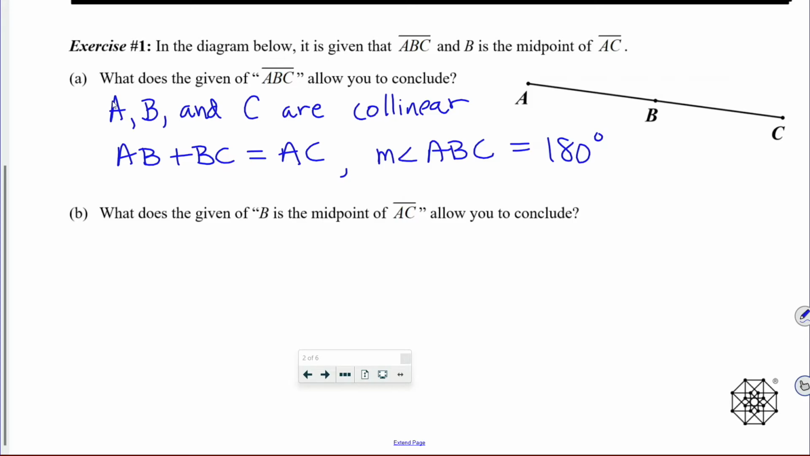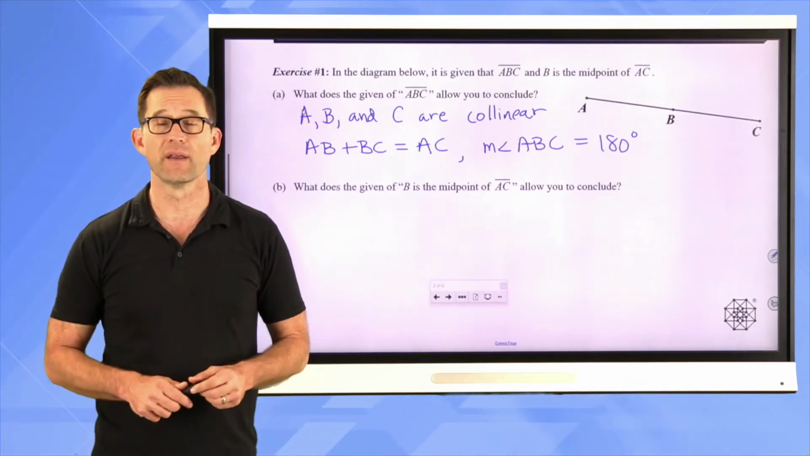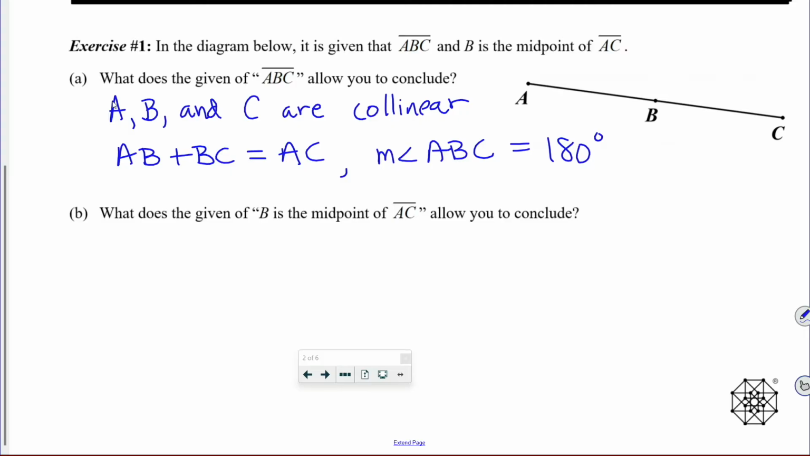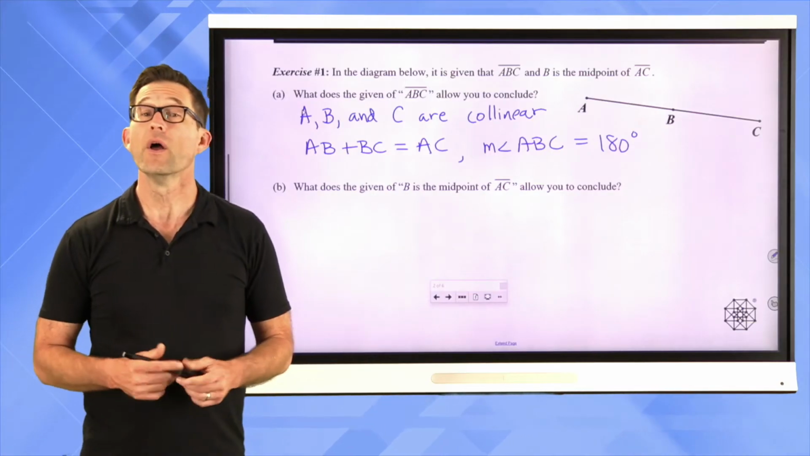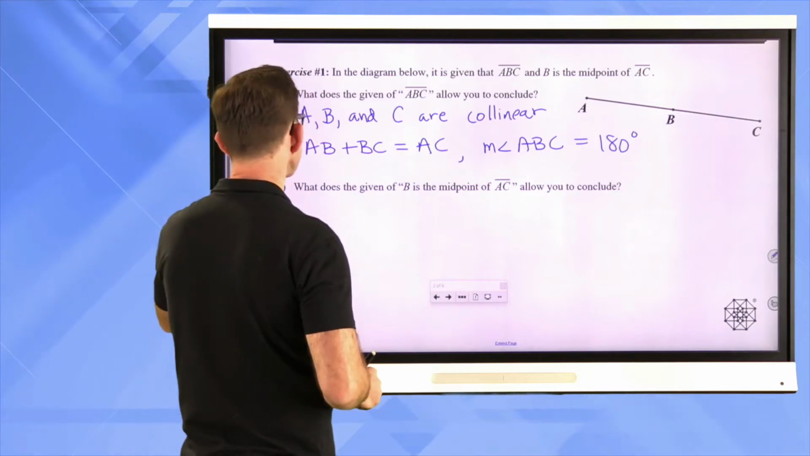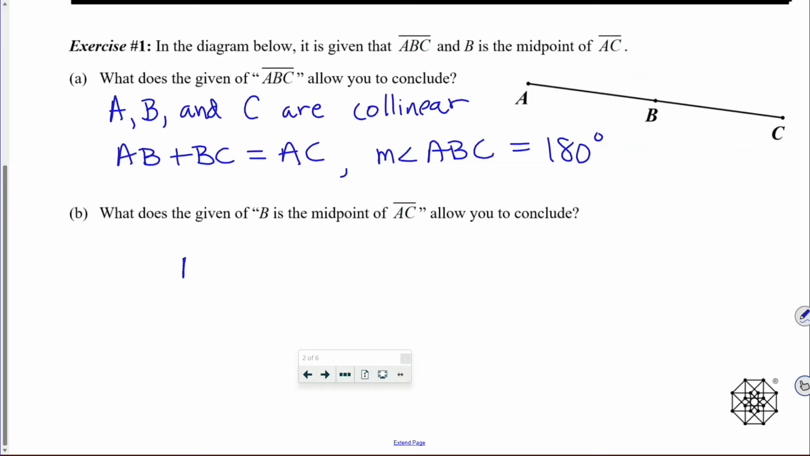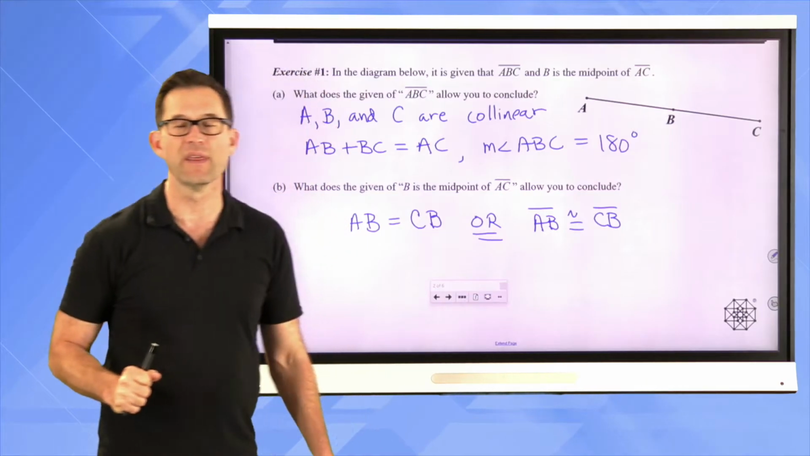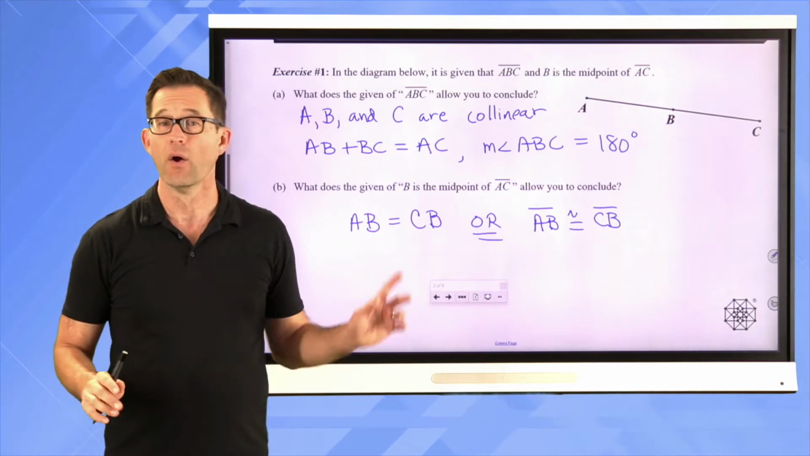Now let's go on to the other given, letter B. What does the given of B is the midpoint of AC allow you to conclude? Well, why don't you write something down? All right, well, you could write two things down. In this case, those two things really are more or less equivalent, which is one of them being that the length of AB is equal to the length of CB, or you could say that segment AB is congruent to segment CB. And of course, the order of those letters in the segments doesn't matter.